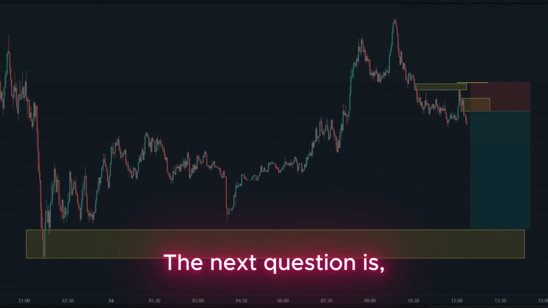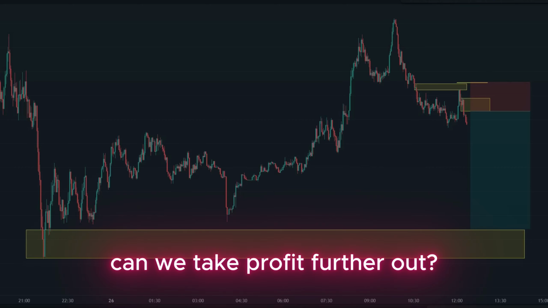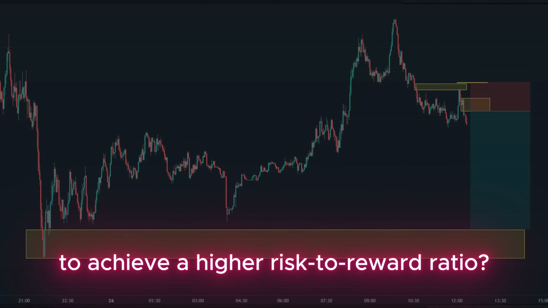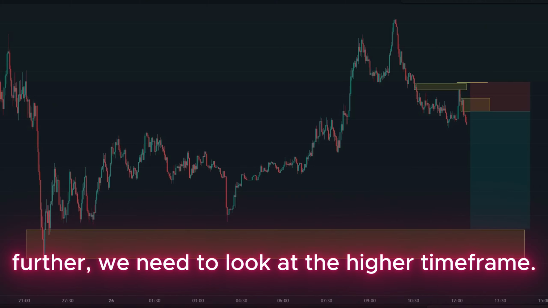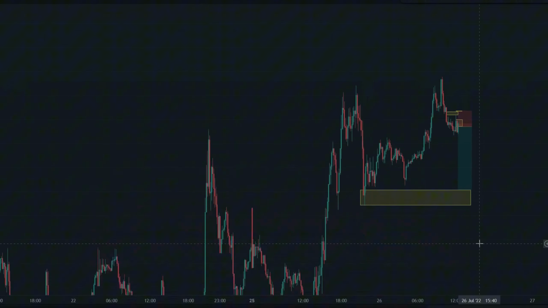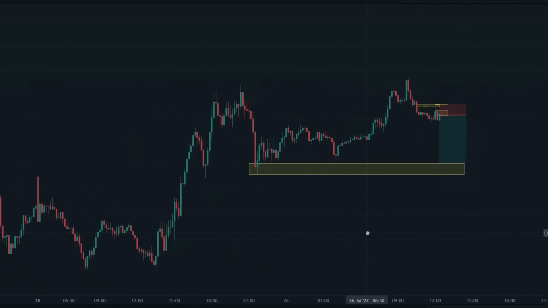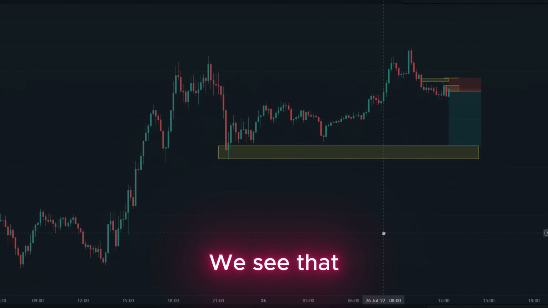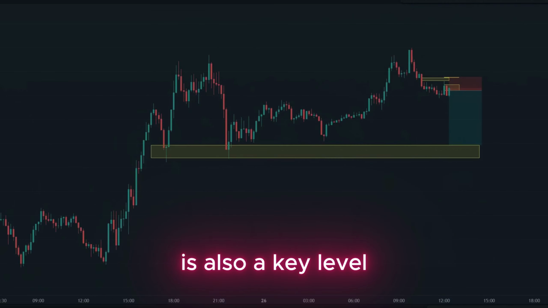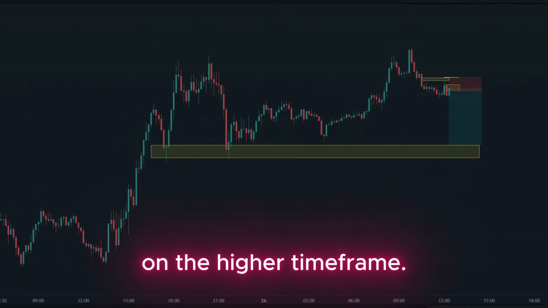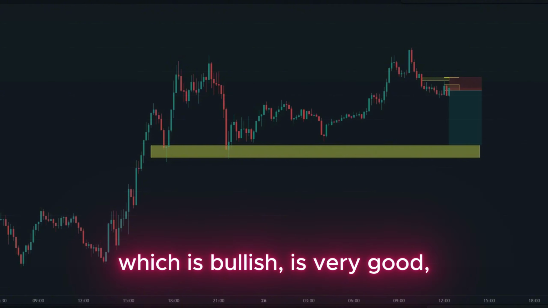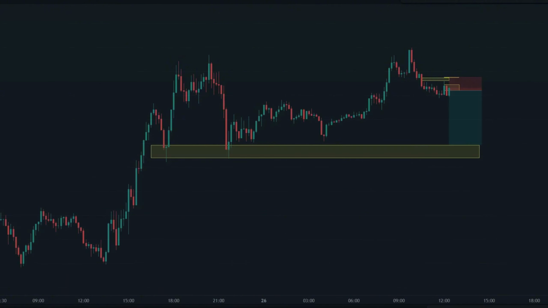The next question is, can we take profit further out? Take profit to the higher time frame, to achieve a higher risk to reward ratio? To take profit further, we need to look at the higher time frame. We see that taking profit to this point is also a key level. On the higher time frame, the higher time frame is still bullish. Taking profit to the key level of the higher time frame, which is bullish, is very good, very safe.